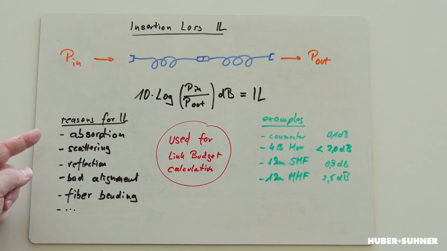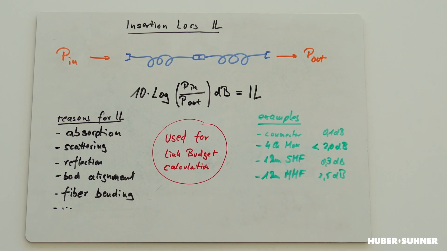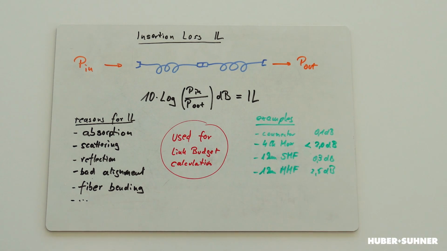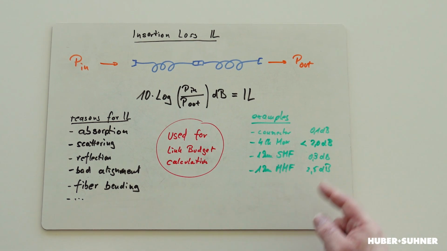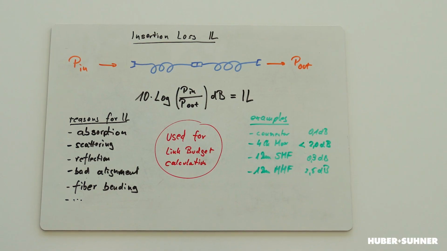Now the question is, what are reasons for insertion loss? This can be absorption, it can be reflection, but it also can be bending or misalignment. To give you some examples for insertion loss, a single mode connector has 0.1 dB, or 1 kilometer of fiber has roughly 0.3 dB. Keep in mind, the insertion loss is one big ingredient for the calculation and design of your optical network, especially for the link budget.